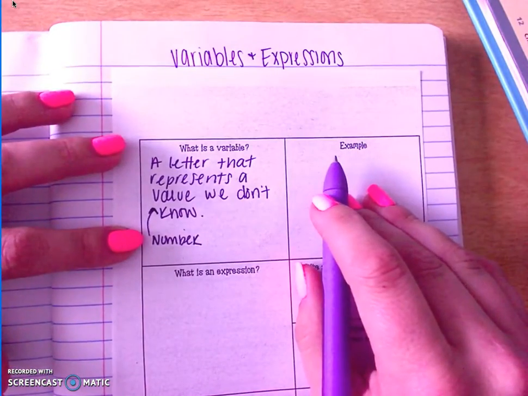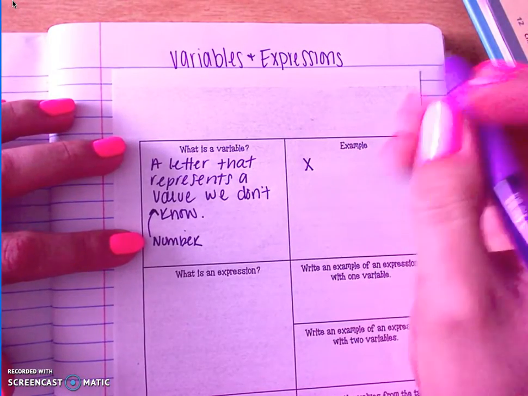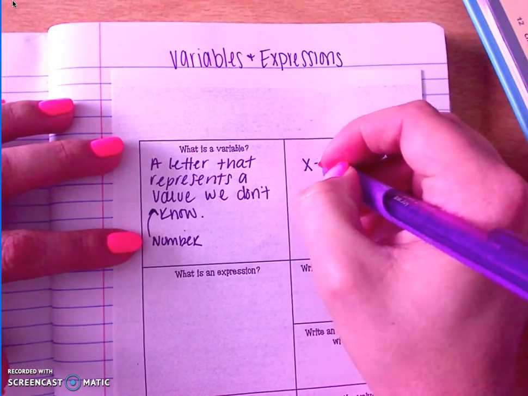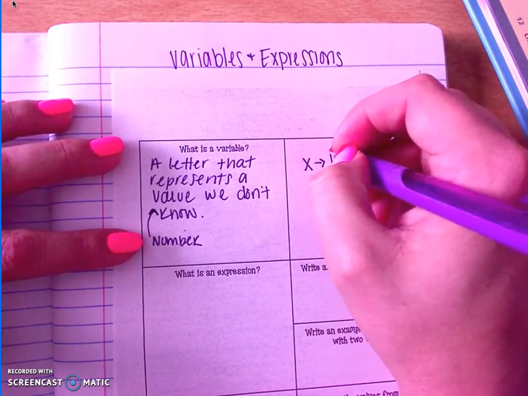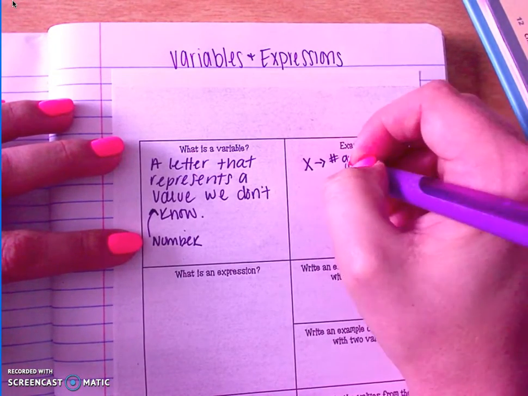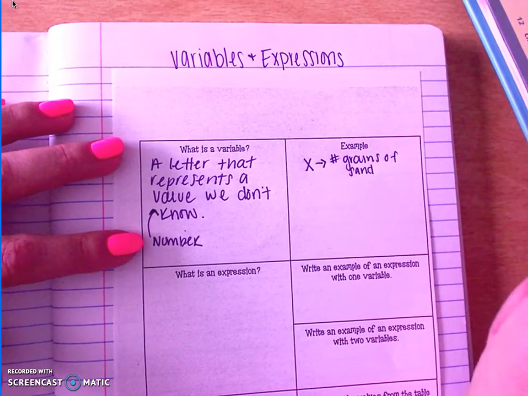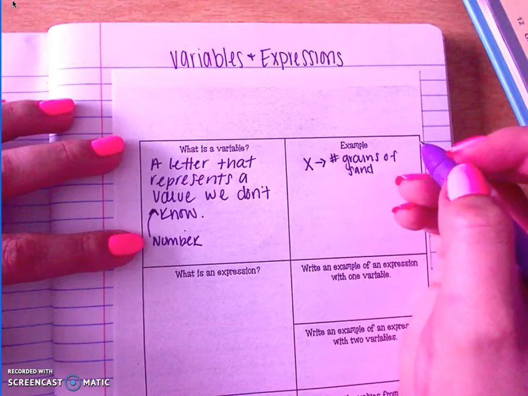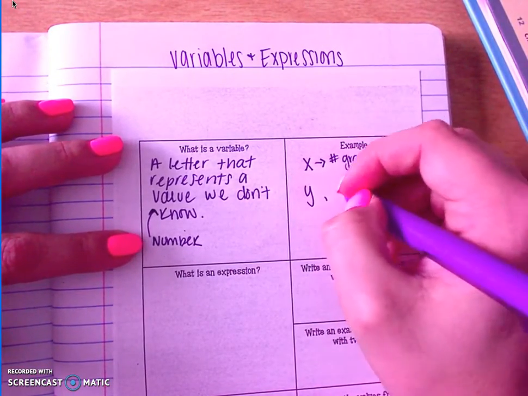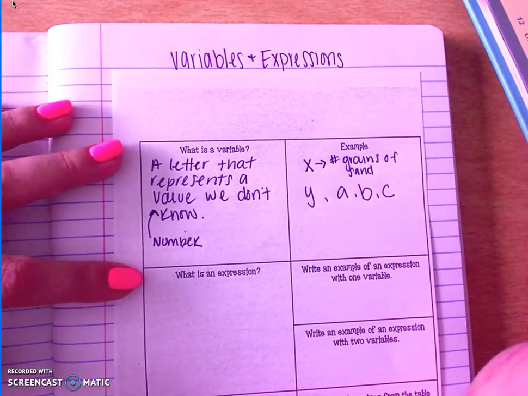An example of that would be x, is what we most commonly use. And a value that we don't know the answer to, or we don't know that number, is how about the number of grains of sand? Nobody knows exactly how many grains of sand are on this earth. An unknown value. We use y. We also use A, B, C. Any of those letters would work.